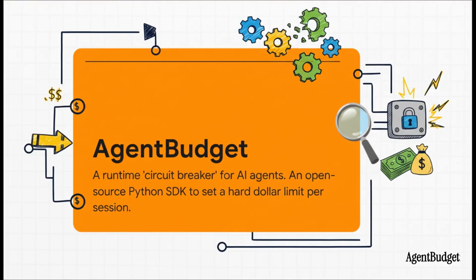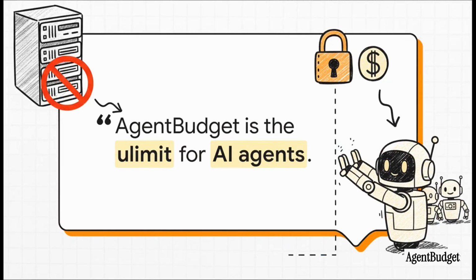So what is it exactly? Well, to put it simply, AgentBudget is a runtime circuit breaker for your AI agents. It's a Python library that does one thing, and it does it incredibly well. It lets you set a hard, non-negotiable dollar limit for every single agent session. If that agent tries to spend 1 cent over its budget, bam, the circuit breaker trips and shuts the session down.